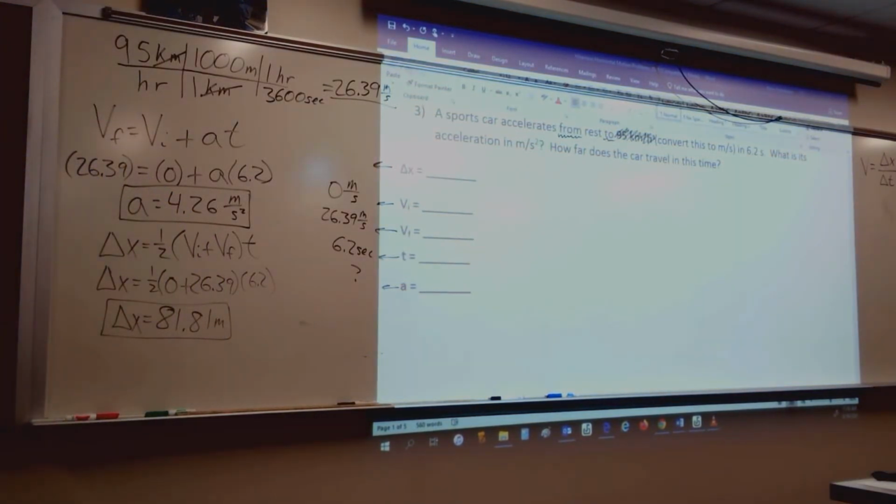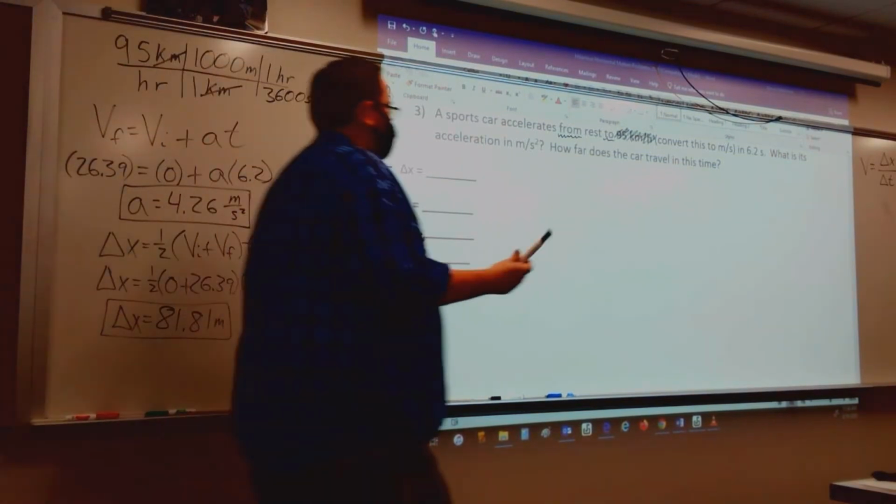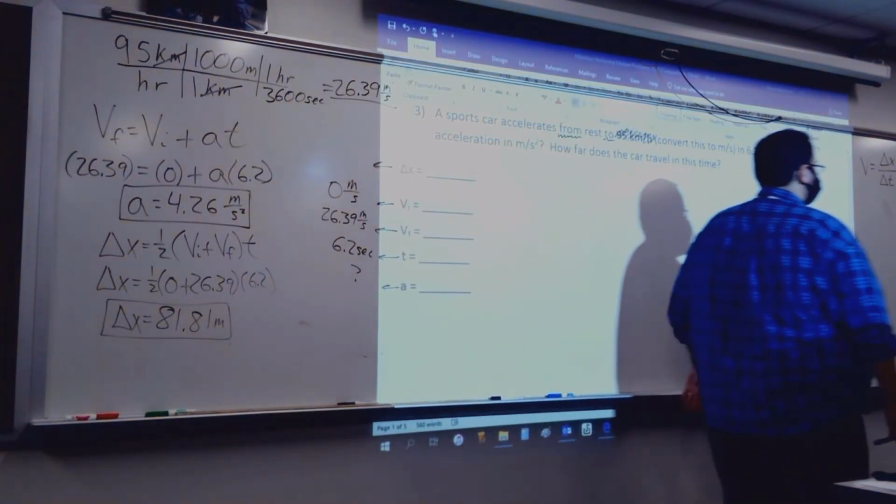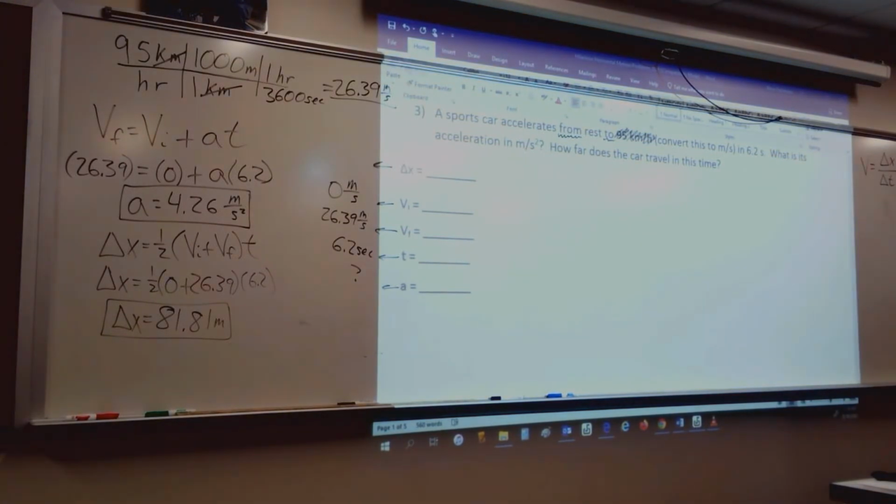Which, you know, I'm not familiar with trying to accelerate my car as fast as possible, but I'd probably say that a length of the football field to get up to 60 miles per hour is not out of the question.